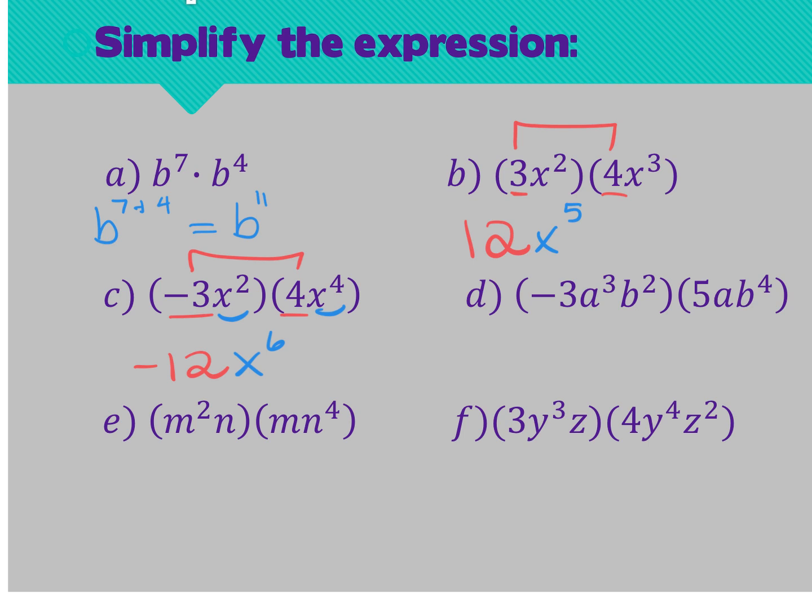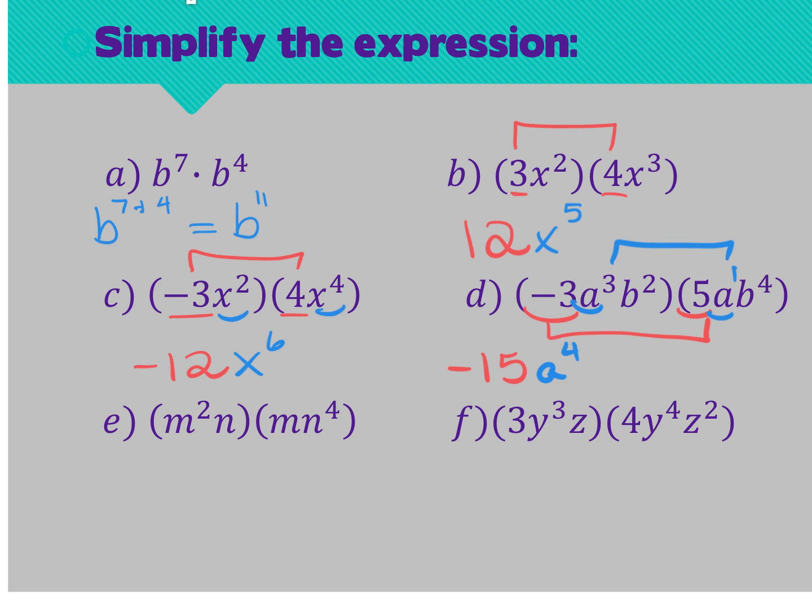Same thing on D, I'm going to multiply my coefficients. Negative 3 times positive 5 gives me negative 15. Now I'm going to go back and I'm going to look for my like bases. So I have an A here and an A here. Notice on the 5A, b to the 4th, A doesn't have a power. It's got an assumed power of 1. So when I go back to add those, I'm adding 3 and 1. So A becomes to an exponent of 4.